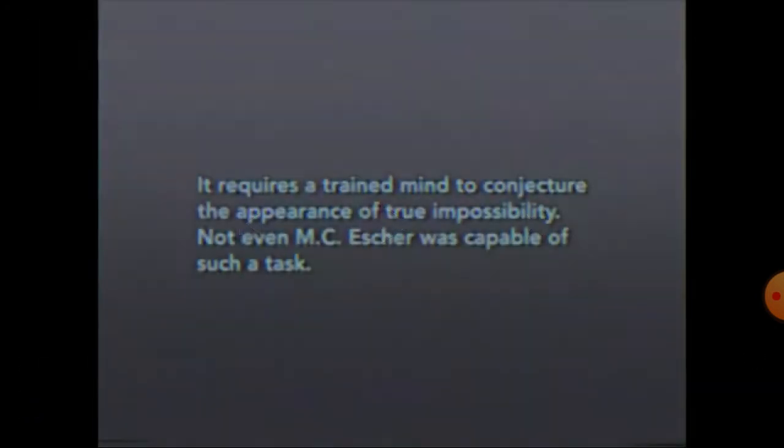The painting is another world, too. It requires a trained mind to conjecture not even the appearance of a true impossibility. Not even M.C. Escher was capable of such a task. The key to the secrets of the universe lies within the brain.